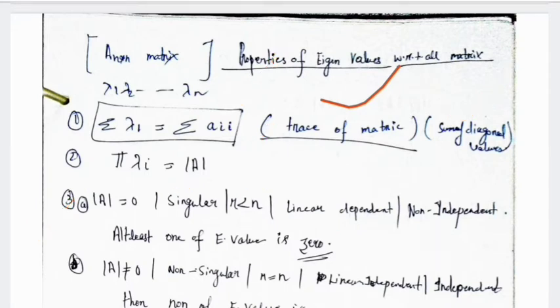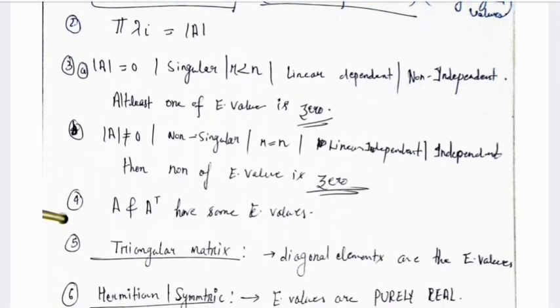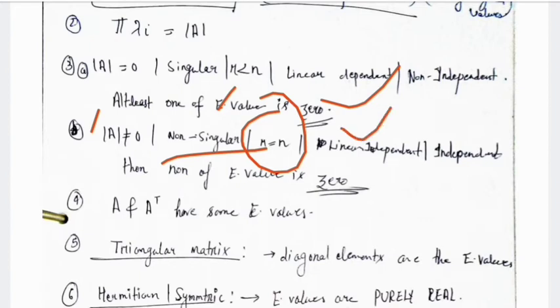Now the next important point is: if the determinant is not equal to 0, then the matrix is said to be a non-singular matrix, and the rank of the matrix is equal to the number of unknown variables, and it is called linearly independent, where the eigenvalues are non-zero.